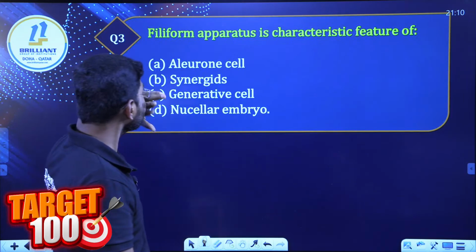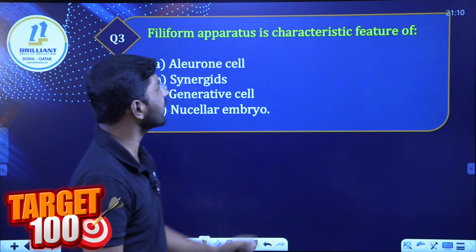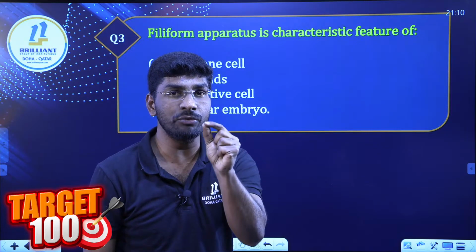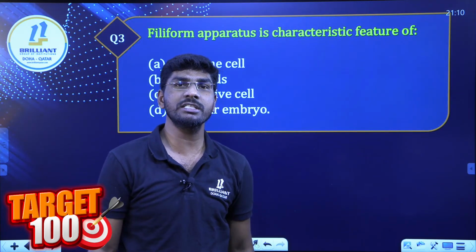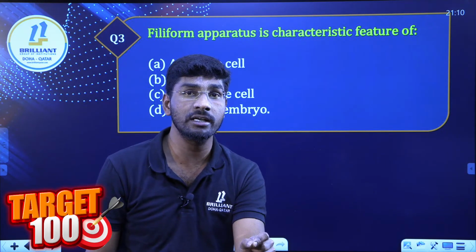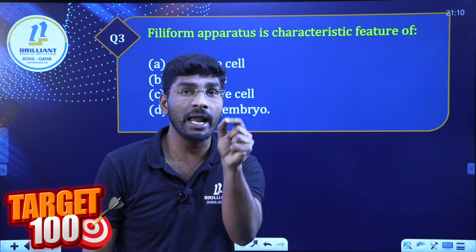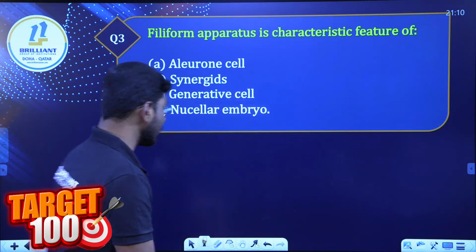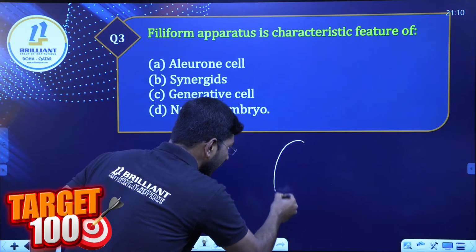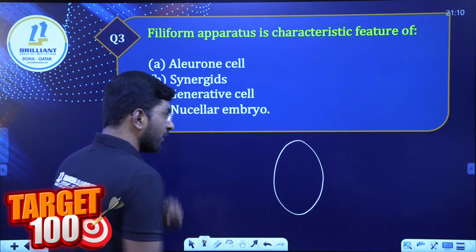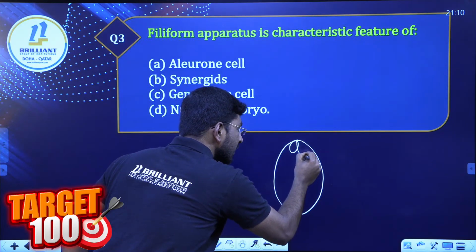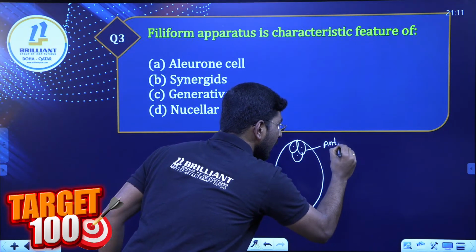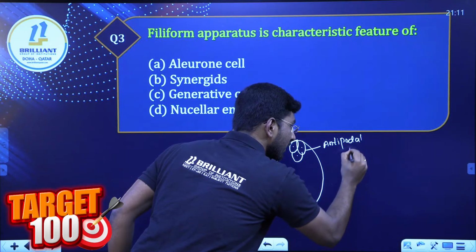What is the next question? Filiform apparatus is a characteristic feature of what? If you read NCERT clearly, filiform apparatus is present in the synergids. Look here, let me take this embryo sac, which we also call the female gametophyte. Which side is this? The chalazal side, where 3 cells are there. These 3 cells are called antipodals. Haploid or diploid? Yes, haploid.